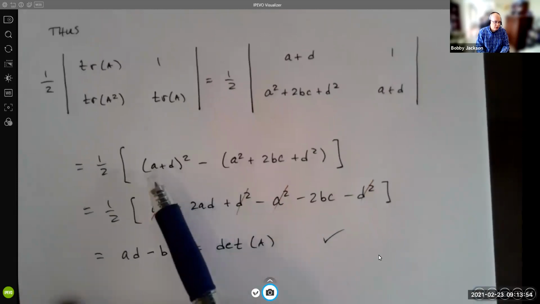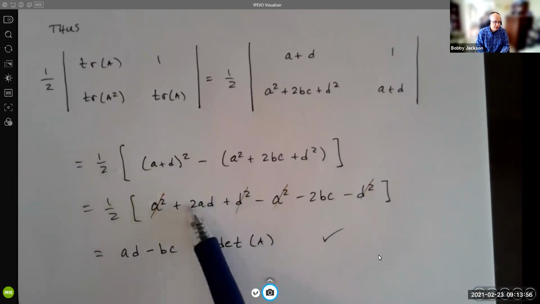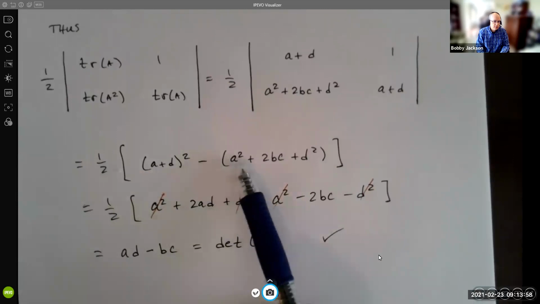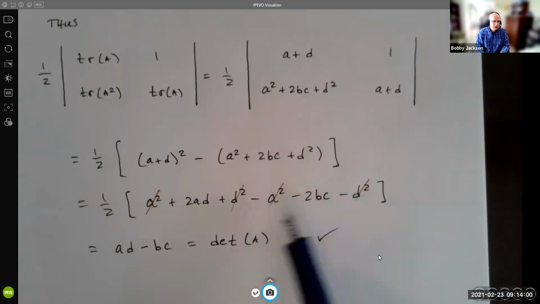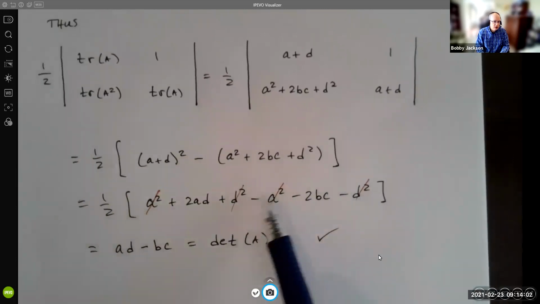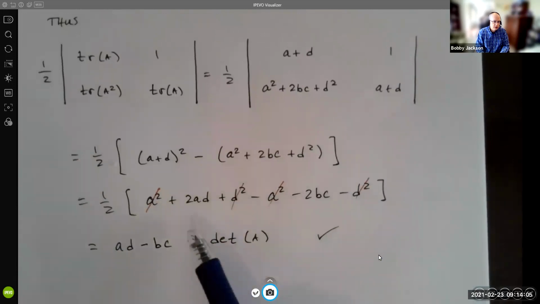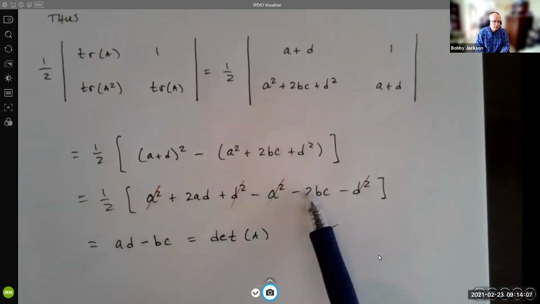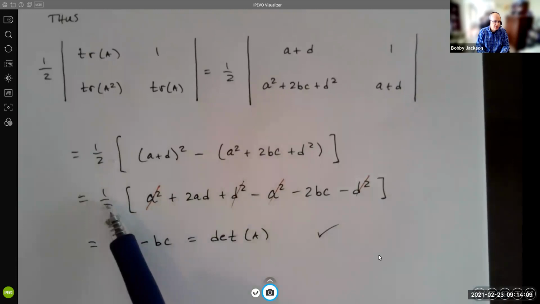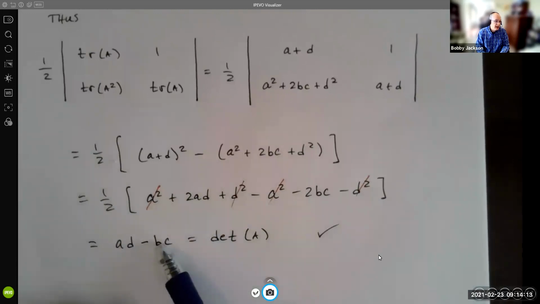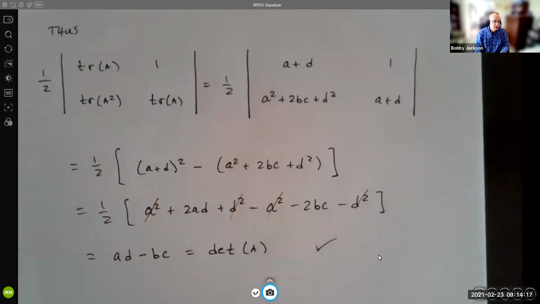Now it's just algebra. Foil this out. I get A squared plus 2AD plus D squared. Distribute the negative sign through all these terms. You'll notice the A squareds go away. The D squared minus D squared is 0. I'm just left with 2AD minus 2BC. If I now distribute that 1/2, I get AD minus BC. And what is AD minus BC? That is the determinant of A, as we stated above. So there is the way to show that this formula works for any 2 by 2 matrix.